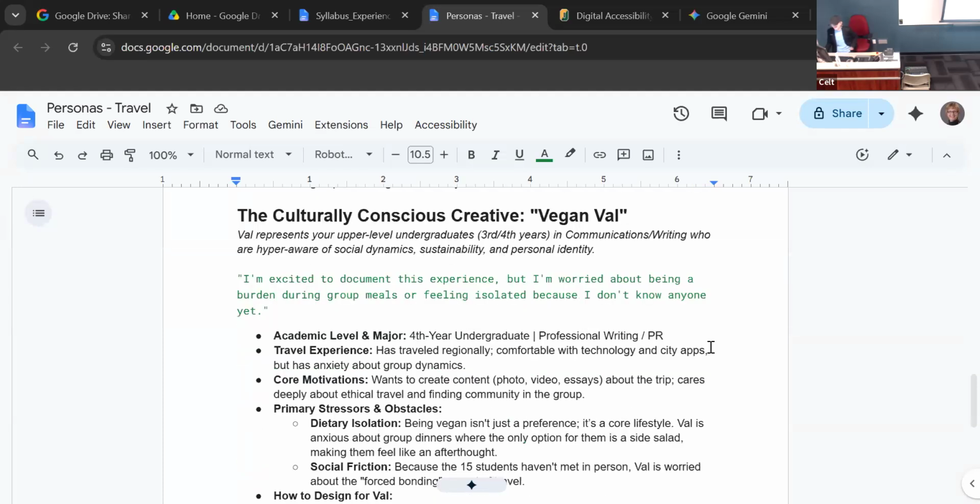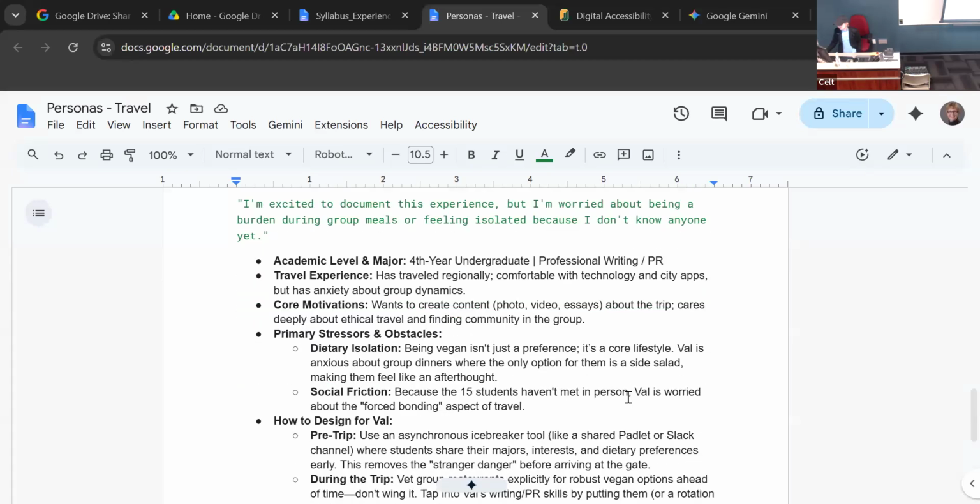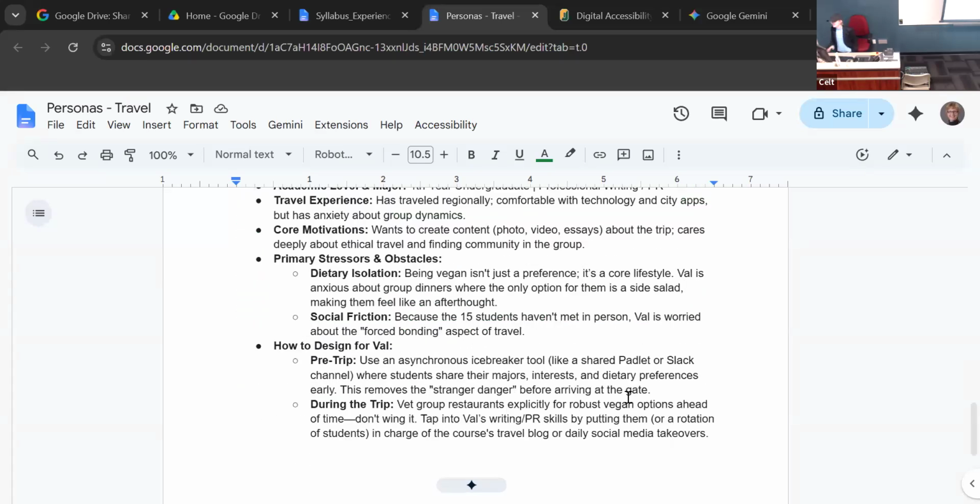vegan Vail, who is an upper-level student outside of the major in which I would be teaching, really concerned about the social dynamics of a trip, really into maybe generating some interesting media as a result of the trip. But, you know, being vegan as a lifestyle, just having a terrible salad as an option isn't going to make her feel a sense of belonging, etc.